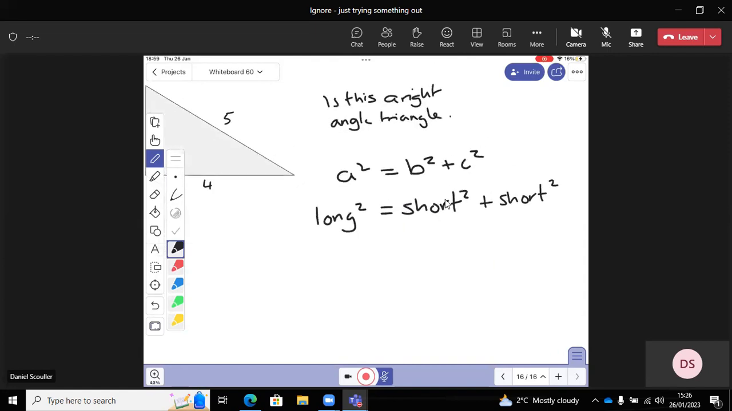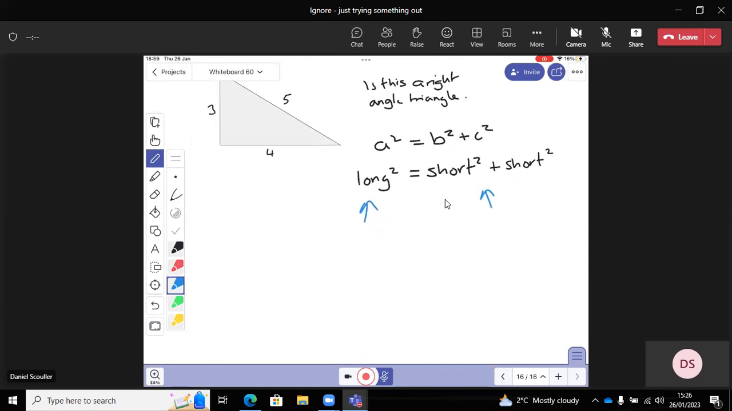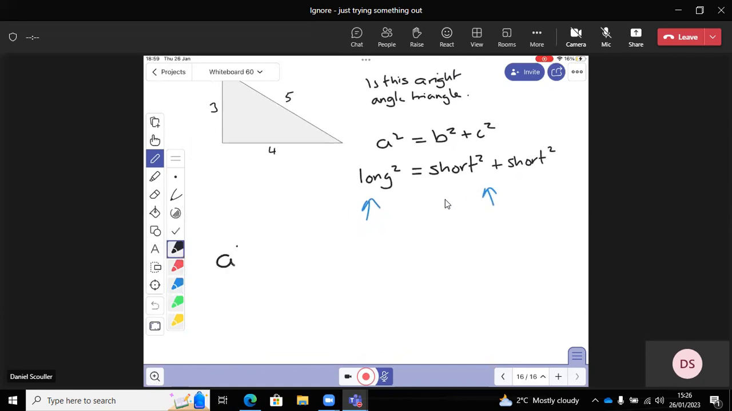So we need to prove that the right hand side is equal to the left hand side. You can do that by doing it separately, or you could write it out completely as it is. You could start by just doing a squared equals 5 squared. So the left hand side is just going to equal 25.